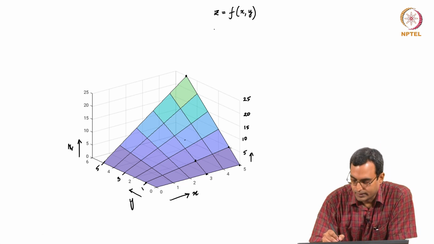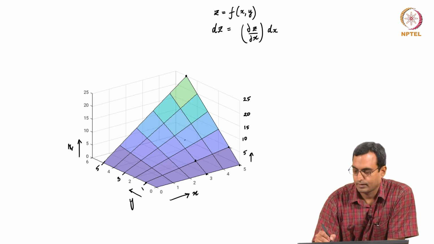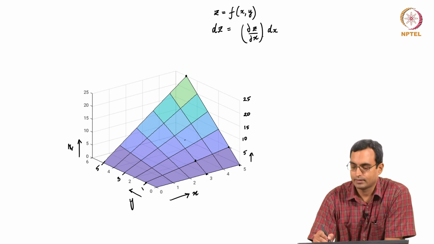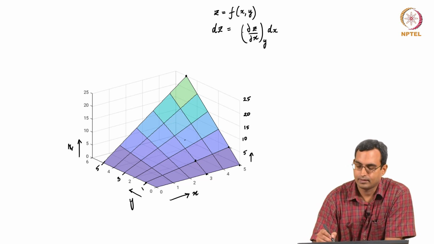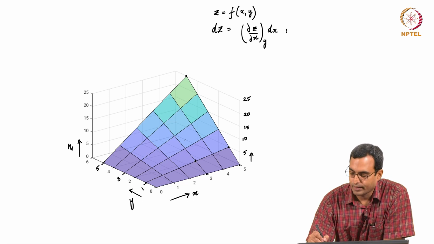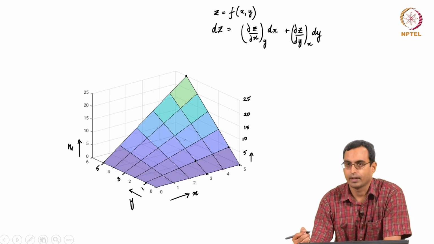So, what we would say is that dz is the change in z with respect to x when y is equal to constant multiplied by dx. This is similar to what we had earlier, and we have plus the change in z with respect to y when x is kept constant times dy.